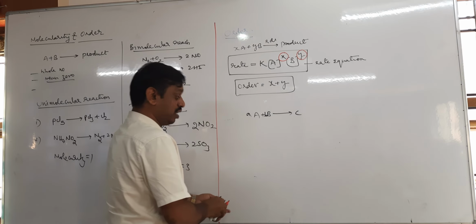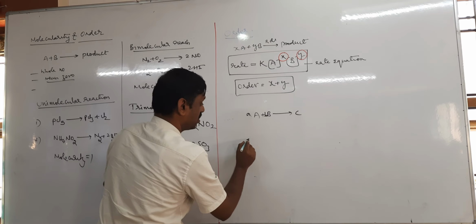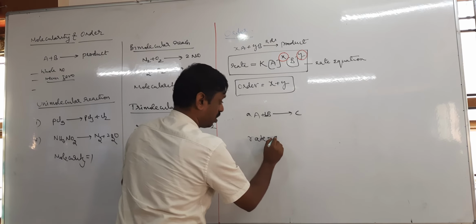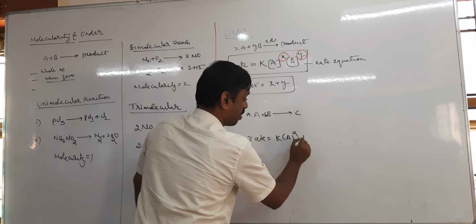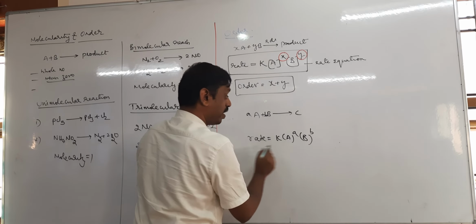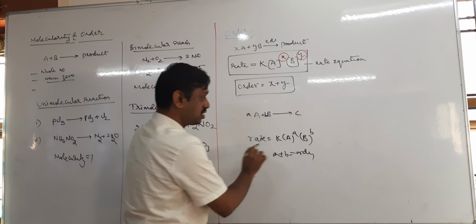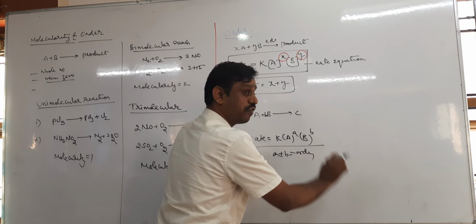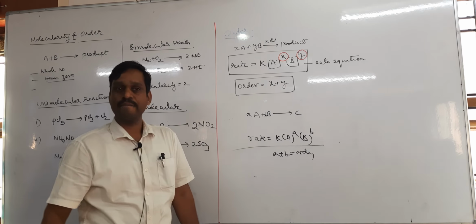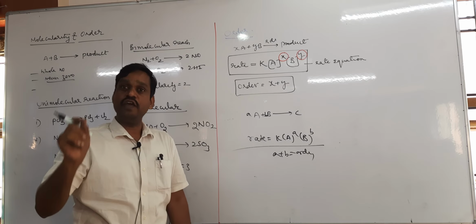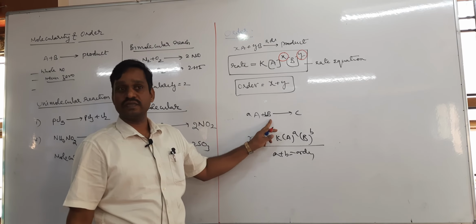What is the rate equation? If I write the rate equation for this, rate equal to k into [A] power a, [B] power b, then we can say that a plus b is the order. This is all right. Unless somebody writes this, you cannot identify the order. That's important. So to identify the order, the equation is not enough.